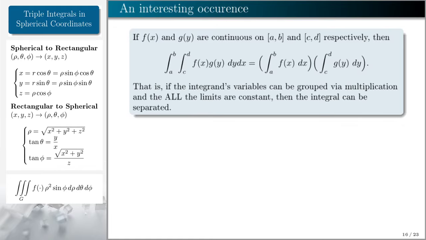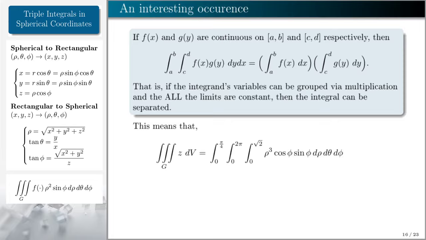That is, if all the integrand variables can be grouped via multiplication and all the limits are constant, we can just integrate the variables separately. To demonstrate this, for example, what we learned is that our triple integral will be of this form. You will see all of my limits are constant, and we can separate this multiplicatively, all the rhos, all the phis, and we don't have thetas.